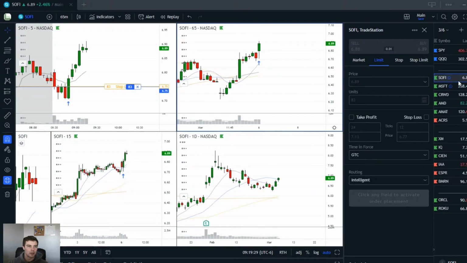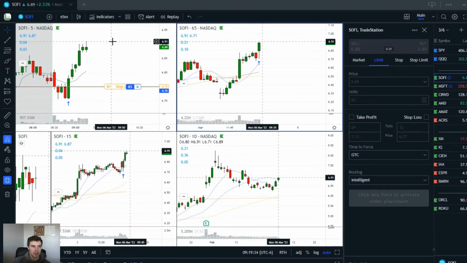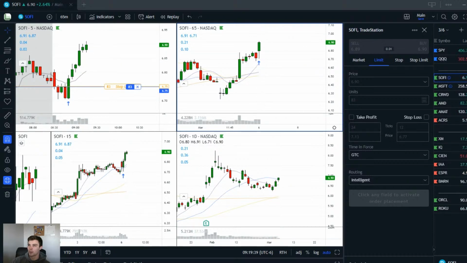So far, I just need a little bit more out of it. Need 8 more cents. So we win just an R and a third at the moment right now. An R and a third.